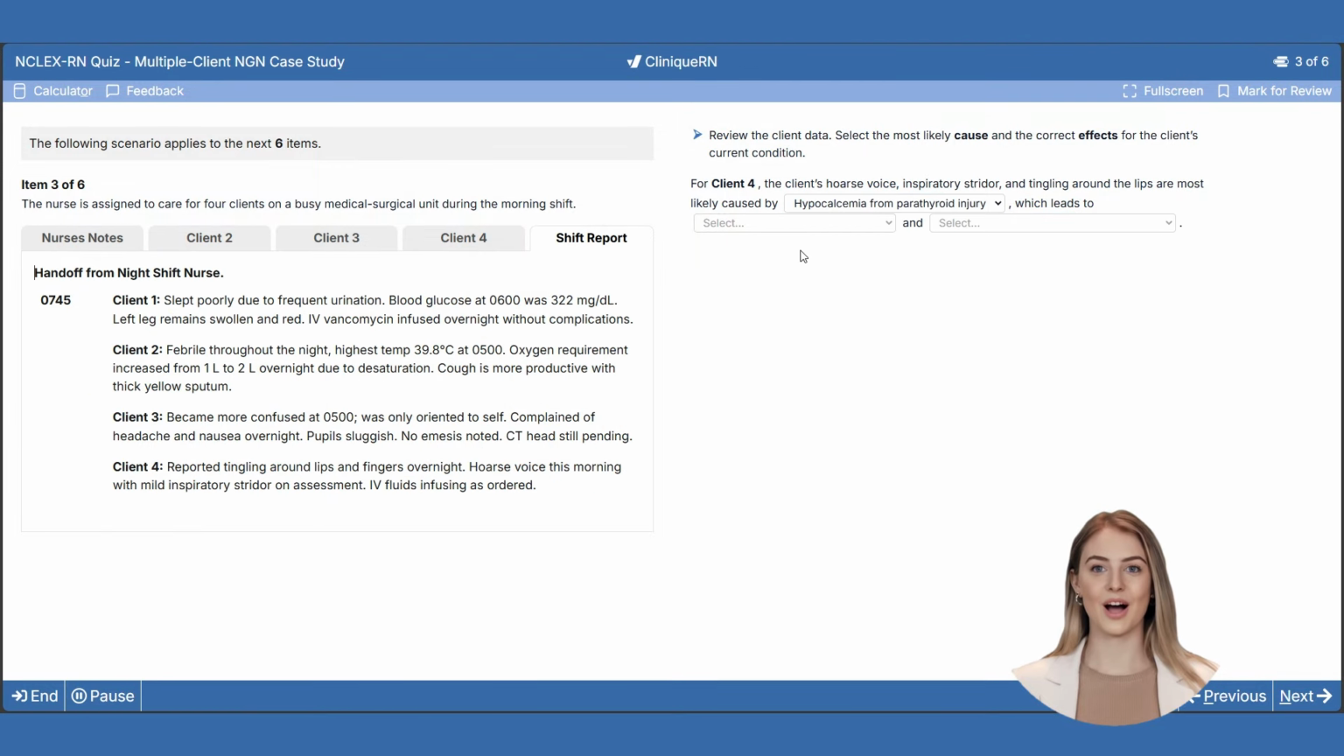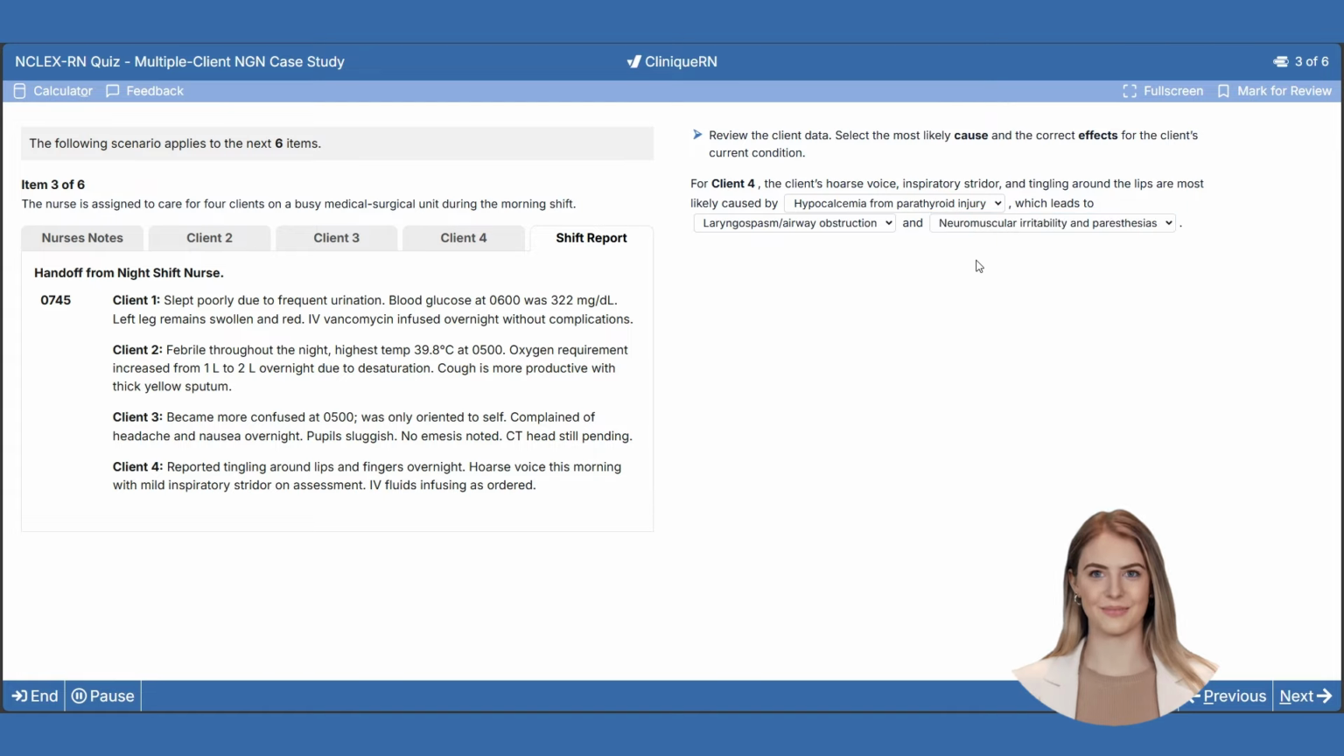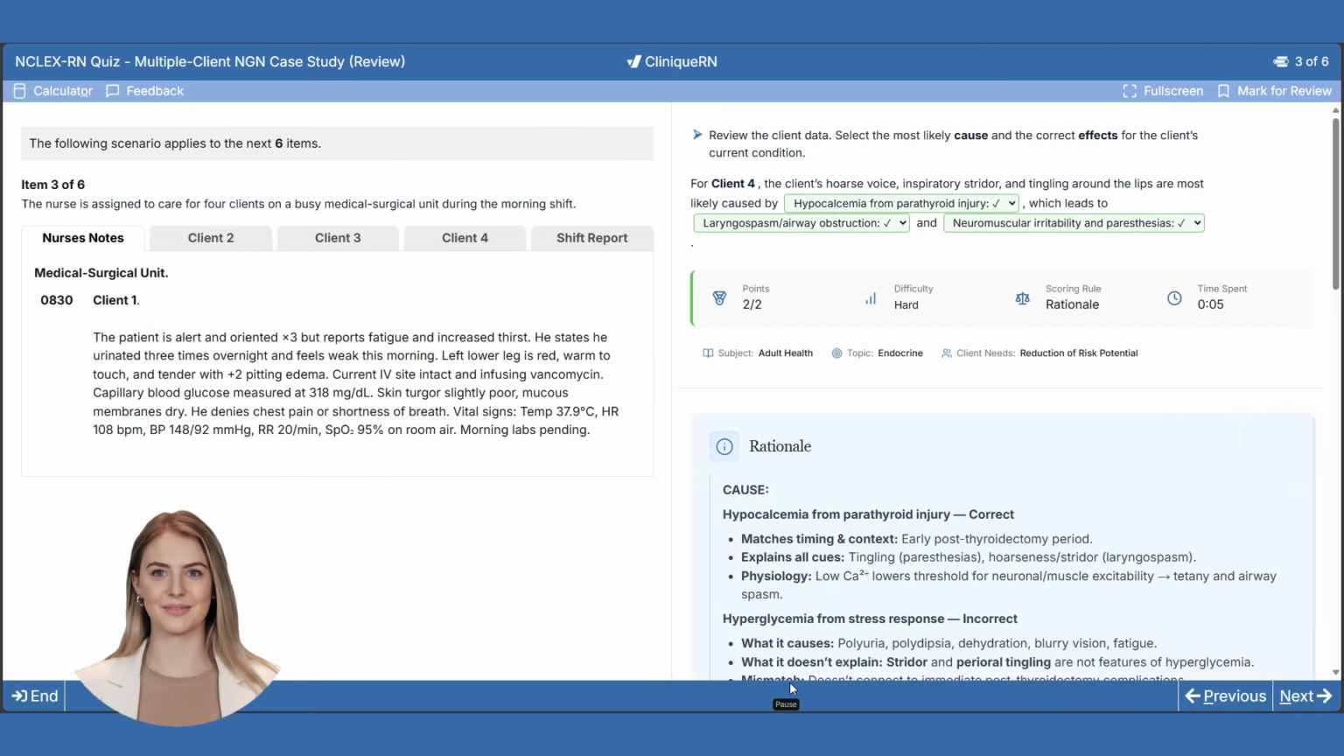The correct answers are hypocalcemia from parathyroid injury, laryngospasm/airway obstruction, and neuromuscular irritability and paresthesias. Let's have a look at the rationale for both correct and incorrect options.